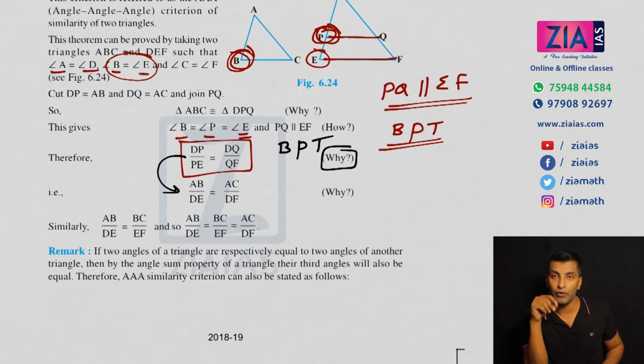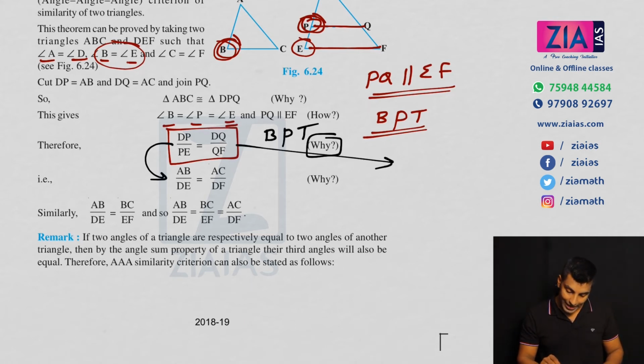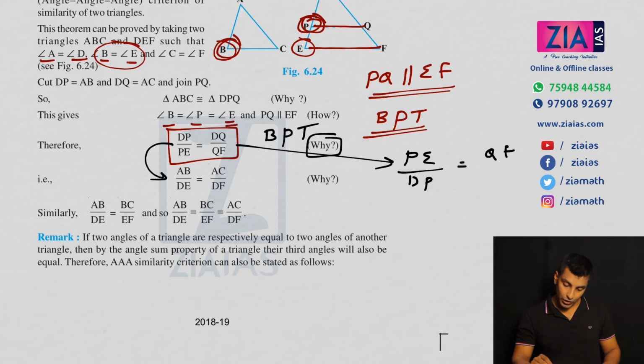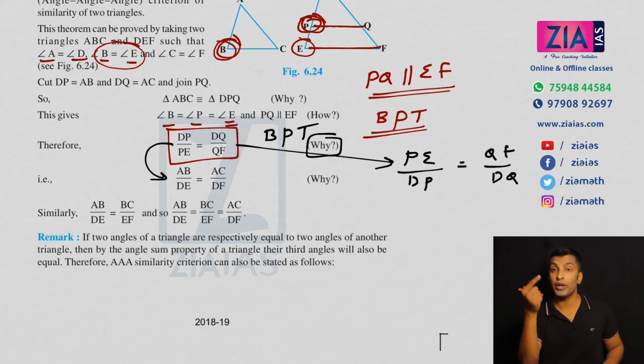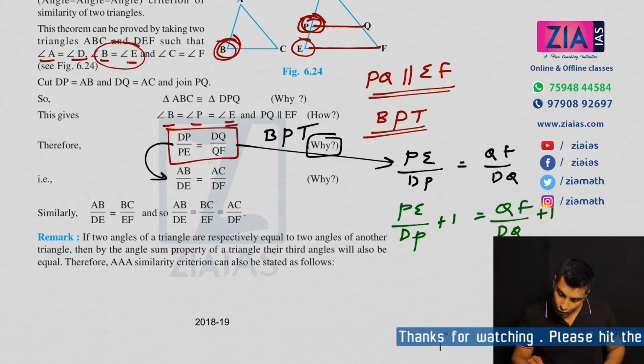Now if you still need to know how you wrote this, just invert it. So take this one here and invert it and write it as PE divided by DP equals QF divided by DQ. Once you invert this, there is no change because you did the same on both sides. Now add 1 on both sides, then also no change because you are making the same change on both sides of the equation. So PE divided by DP plus 1 equals QF divided by DQ plus 1.